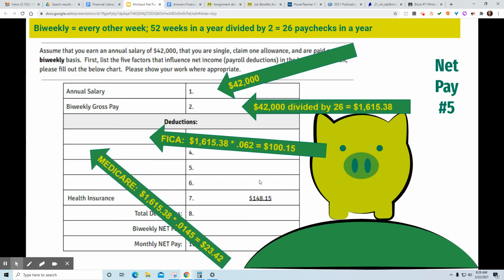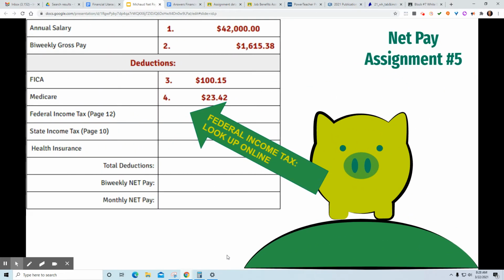Medicare is 1.45%. So again, take your biweekly gross pay of $1,615.38, multiply it by 0.0145. The amount for Medicare is going to be $23.42. Here are the answers on the first 4 lines, and now we need to look up federal income tax.